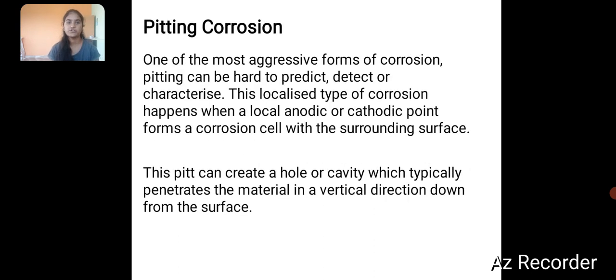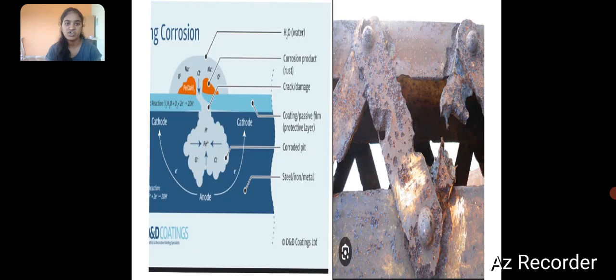Next one is pitting corrosion. One of the most aggressive forms of corrosion, pitting corrosion can be hard to predict, detect, or characterize. This localized type of corrosion happens when a local anodic or cathodic point forms a corrosion cell with the surrounding surfaces. This pit can create a hole or cavity which typically penetrates the material in a vertical direction down from the surface. Here you can see the pitting corrosion diagram.